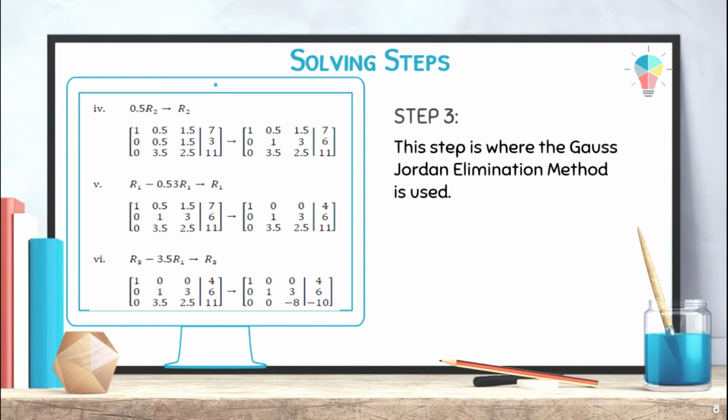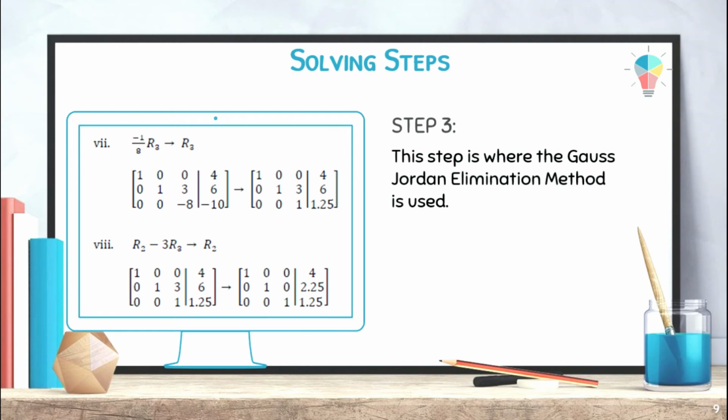After that, in steps 4 and 5, we are going to make sure that the leading entry of each non-zero row is to the right of the leading entry of the row above it. So step 4, 0.5 multiplied with row 2 to get new row 2, and step 5, row 1 minus 0.5 multiplied with row 2 to get new row 1. Next, for step 6, as it cannot directly get the value 1 for the leading entry, row 3 will minus 3.5 multiplied by row 1 to get new row 3.